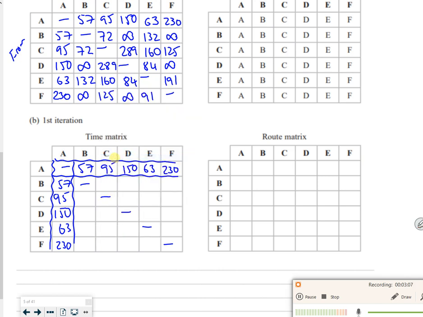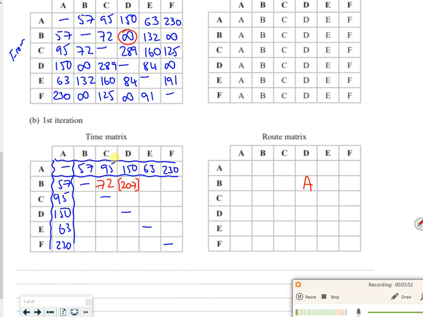So I'm comparing the value in the table above with adding up my shaded bits. So if you look, for B to C, 57 plus 95 is bigger than 72, so I'm going to stick with the 72. 57 plus 150 is smaller than the infinity here, so that's going to be what, 207? The way the book and some exam papers identify it is by putting square brackets around it. It's worth doing that because it tells you that you've changed it. I'm going to change this one into an A because I'm on the first iteration.